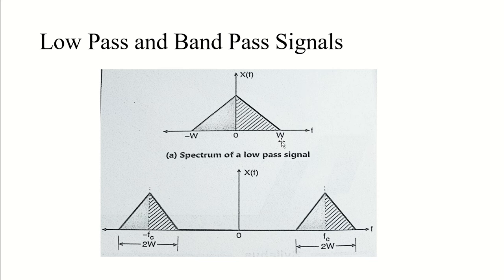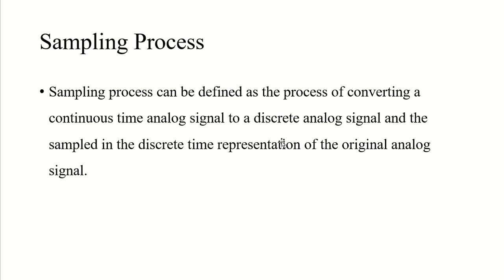Now let's discuss the sampling process, or what exactly the sampling process is. The basic definition has been given here. The sampling process can be defined as the process of converting a continuous time analog signal to a discrete time signal, which is the discrete time representation of the original analog signal.